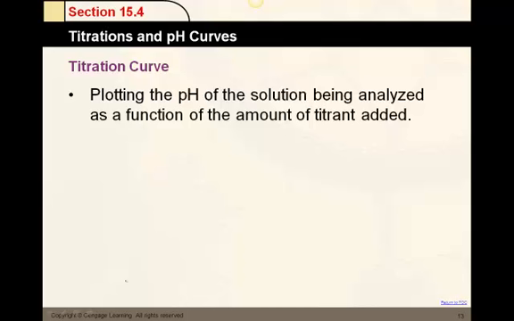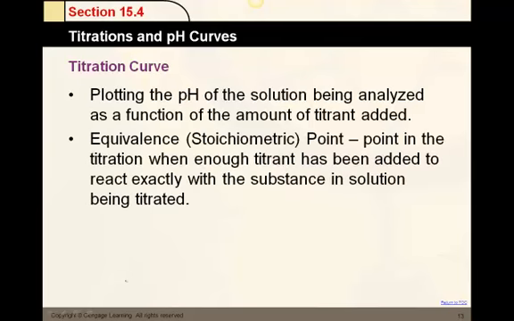Sometimes you are adding an acid into a base, and sometimes you're adding a base into an acid. The equivalence point is the point at which you've added enough of the titrant to react exactly, so that the amount of hydrogen and the amount of hydroxide are equal.